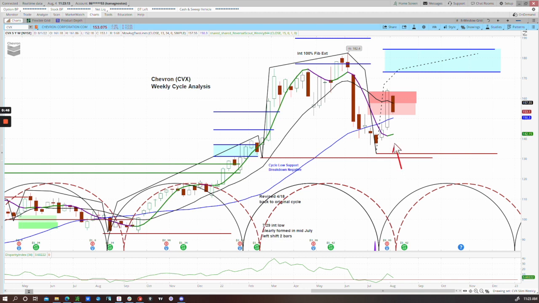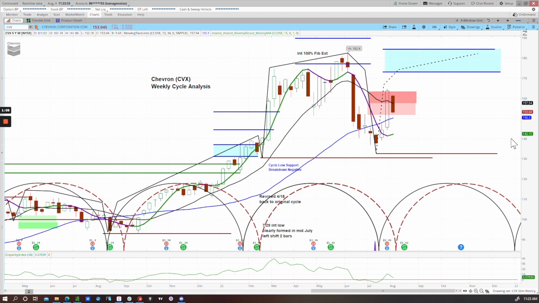Another important thing to note is momentum. We use our proprietary reversal scout on our weekly charts to show momentum, and when the reversal scout turns green after a cycle low appears to have formed, that helps us to confirm the rising phase of the new cycle. Notice that the reversal scout has turned green here.